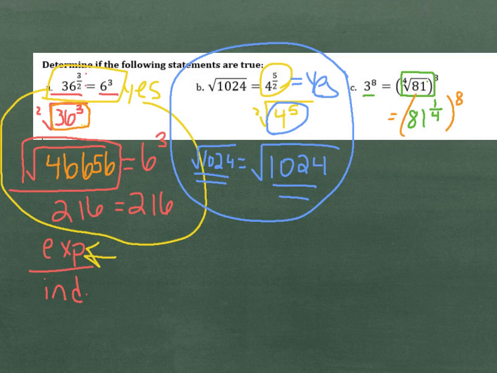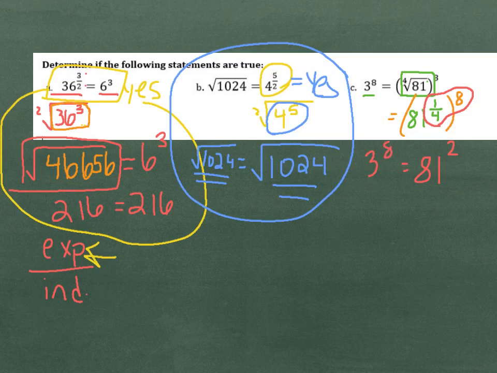Okay, now what I see to do next is another exponent property that we've been doing a whole lot. I see a power to a power: 1/4 to the 8th power. The shortcut that we do for a power to a power is we are going to multiply those two exponents. So 1/4 times 8 is going to be 2. So that's going to be my new exponent. Now what I need to check is, is that equal to 3 to the 8th power?